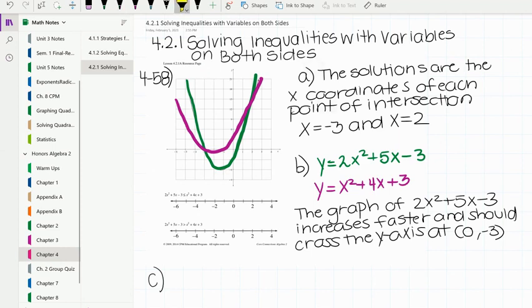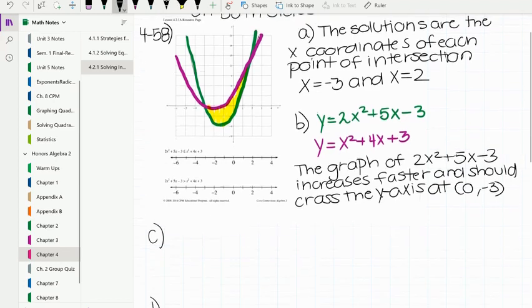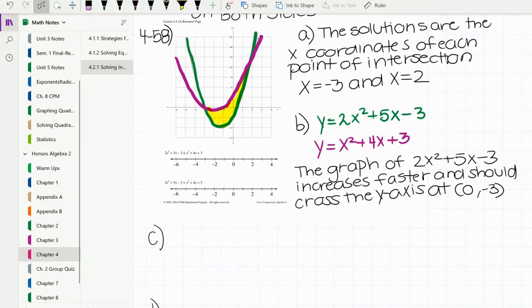So I'm going to just highlight that. The green graph is below the purple graph, all in this section. Now I'm only doing that just so we can see it, okay? So let's first describe it, because they do want us to describe how we are getting a solution.